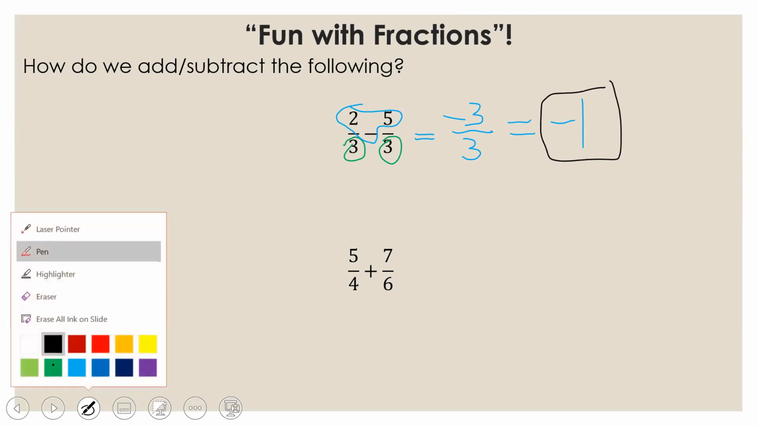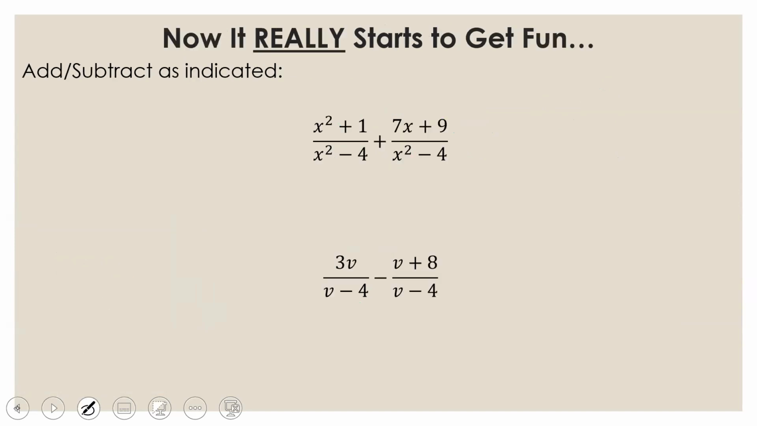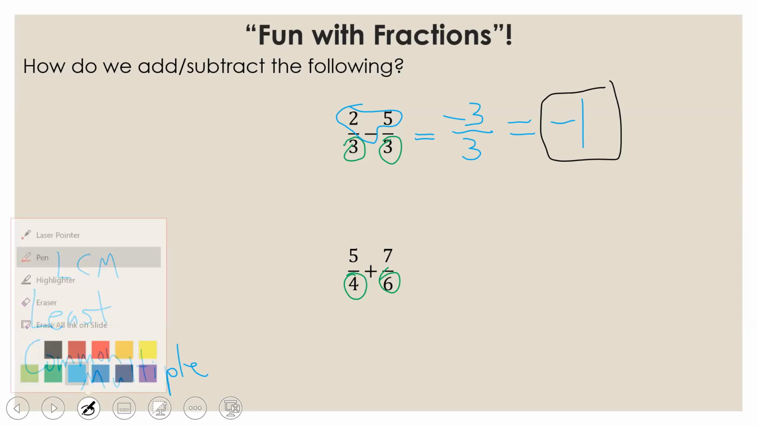Okay. Let's look at the next one. This one's a little different because in this case, we do not have a common denominator, right? Between 4 and 6, those are not the same. So what we have to do is figure out what our common denominator is. When we do that, we want to find something called the LCM, which means the least common multiple. So we're trying to find a number that both 4 and 6 will go into that's as small as possible.